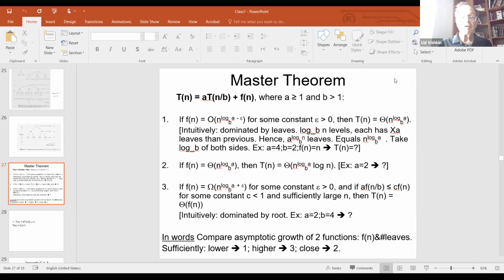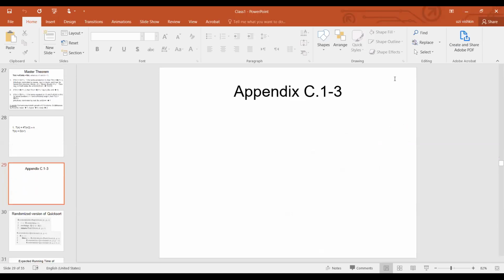Okay, so we can move on. And the next thing I wanted to refer you to is this appendix, which when you see such a slide, it means that you are responsible to read it and understand it and know the material.